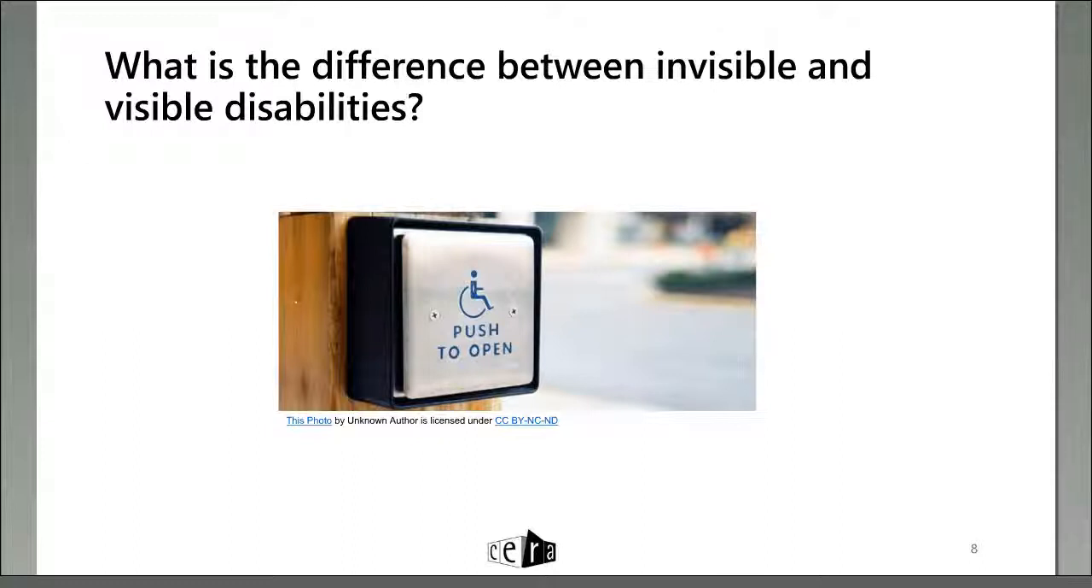Our next question is, what is the difference between invisible and visible disabilities? Invisible disabilities may not be immediately noticeable. They can include mental health disabilities, brain injury, chronic pain, visual or auditory disabilities, intellectual disabilities, and learning disabilities. They are often referred to as non-evident. On the other hand, visible disabilities are most often physical disabilities for which the accommodation would typically be a physical alteration to the building or residential complex.